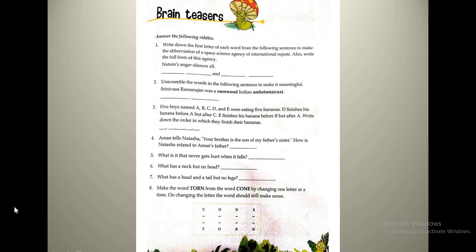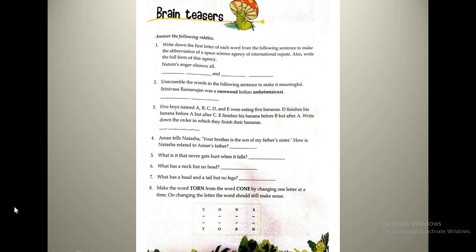Next, what has a head and a tail but no legs? That is a coin. The coin has heads and tails. We often play with it, and even in a match, when we start to bat or anything, we usually do a toss and we choose head or tail and decide accordingly.